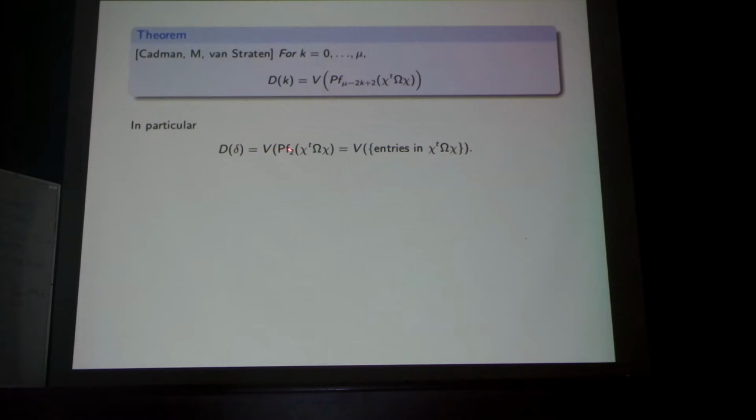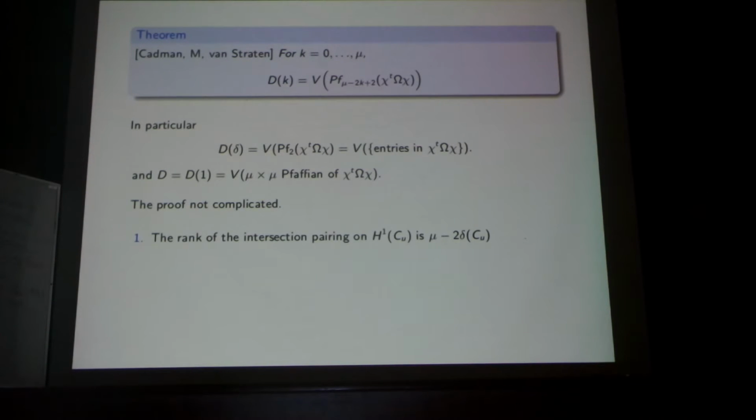So the ideal of 2 by 2 Pfaffians is the same as the ideal of all the entries, so D delta is defined indeed by the 2 by 2 Pfaffians. That's a special case of this, and the discriminant, which is D of 1, is defined by the unique mu times mu Pfaffian, that is the Pfaffian of the whole skew matrix. So this is not very difficult to prove.